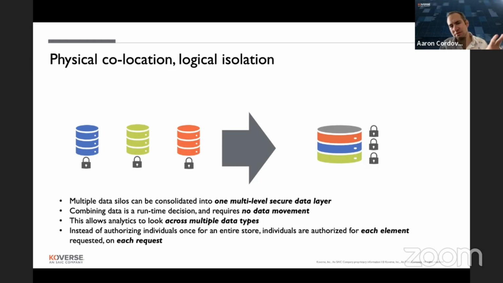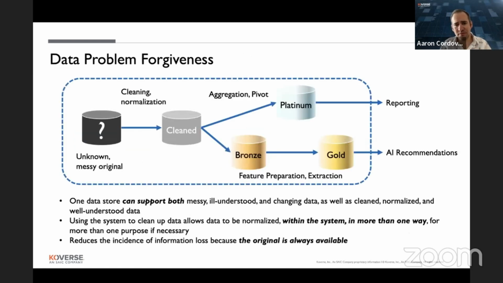So physical co-location goes hand in hand with being able to secure the data properly. And then, getting back to data problem forgiveness, we are basically arguing that we want to extend the data governance process to include: what do we do with unknown, messy data? That should be part of the governance process.